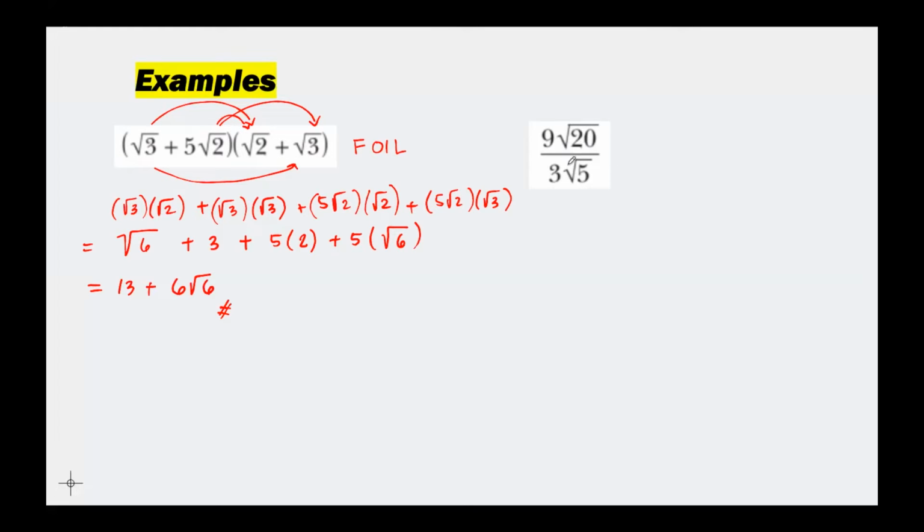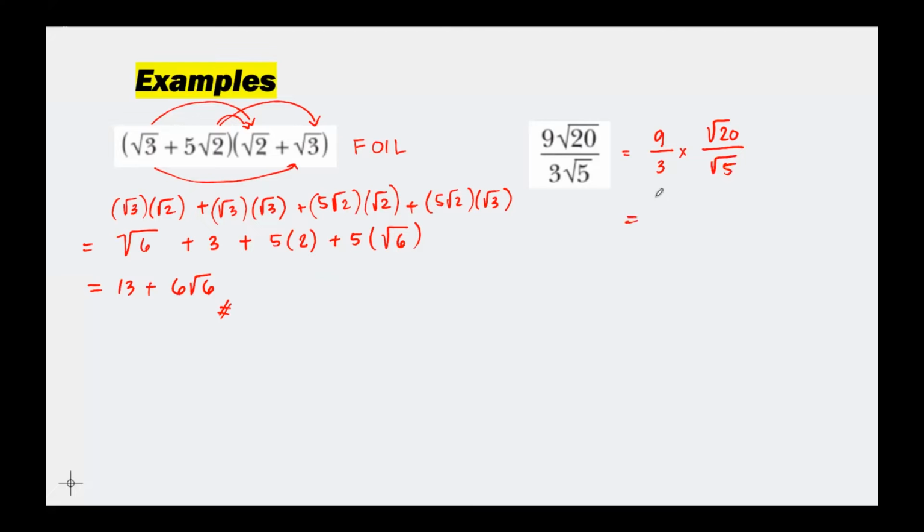So let's have the second example. If you notice, it is 9 square root of 20 divided by 3 square root of 5. Because this is just a normal division and you see this is a single term, we can separate it as 9 divided by 3 times square root of 20 divided by square root of 5, isn't it?